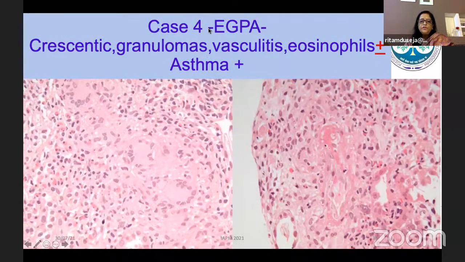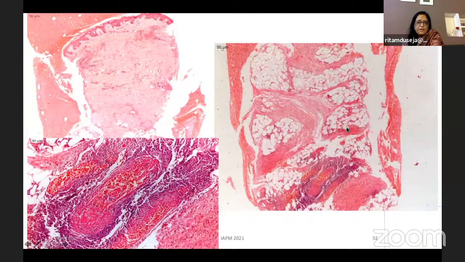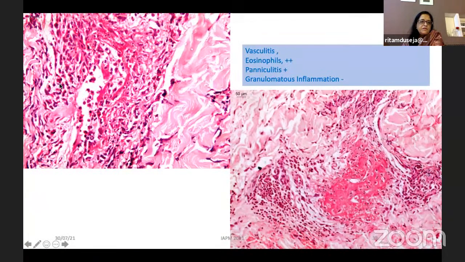So this fourth case had crescentic GN again, and had granulomas as you see here. There were lots of eosinophils present here. And when we asked for the history, he had asthma. So obviously it was EGPA. A skin biopsy was done in this case because he had some purpuric rashes. So as you see, there is fibrinoid necrosis of the arterioles. There is panniculitis, quite deep ulcers were there. And as you see here, many eosinophils are there.